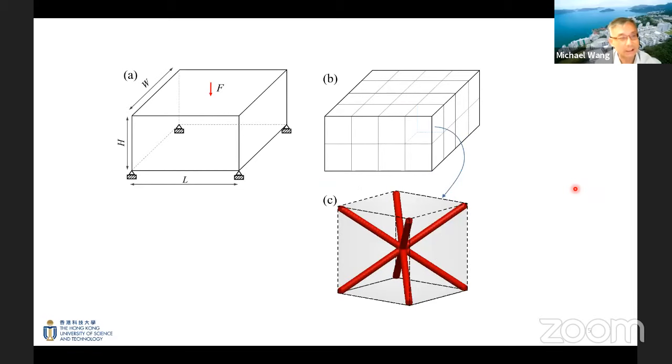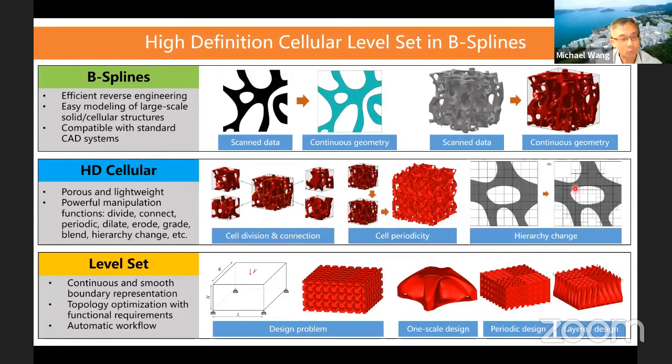So here, if you have a cellular structure you are designing, you have cells predefined, and each cell could have a fully independent level set function to control, to optimize that particular cell. So with cellular level set functions, we would be able to do what we normally do with a global level set function, but we will have more flexibility. We'll be able to control at the cell level.